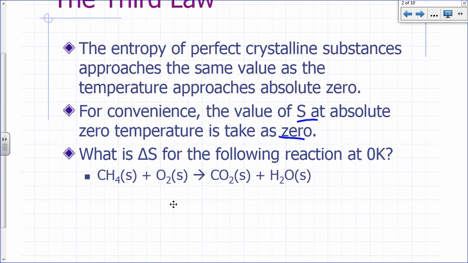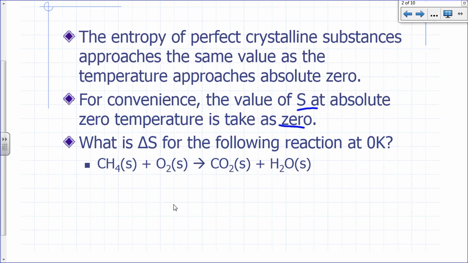So let's look at this reaction then. Based on the third law of thermodynamics, what is the delta S for this reaction at 0 Kelvin, at absolute 0? You have methane solid plus O2 solid gives you CO2 solid plus water solid. Okay. I didn't balance this. To balance this, I need 2 here, 2H2O. Okay. What's the delta S for this reaction at 0 Kelvin? 0. Okay. Assuming all of these are perfect crystalline substances at 0 Kelvin.